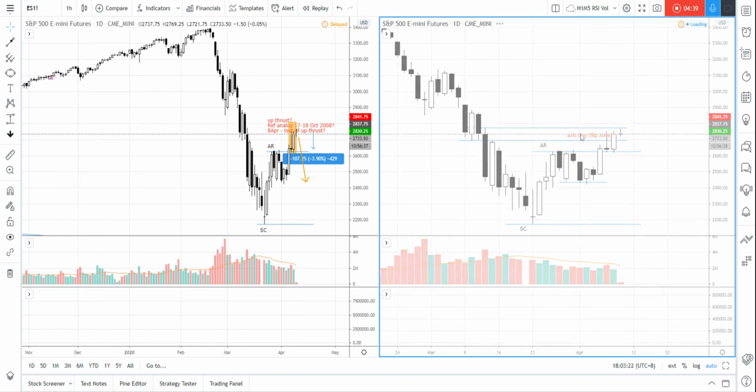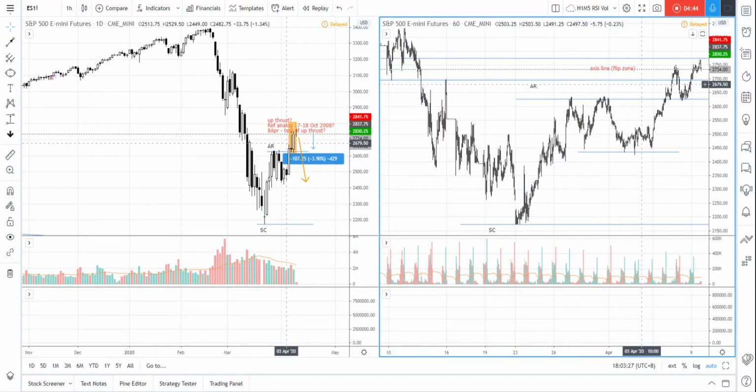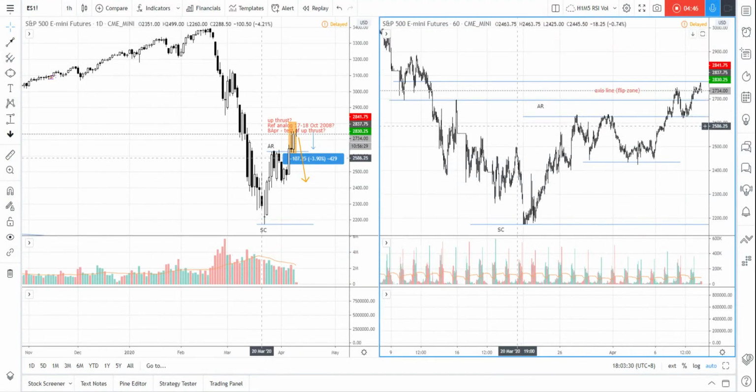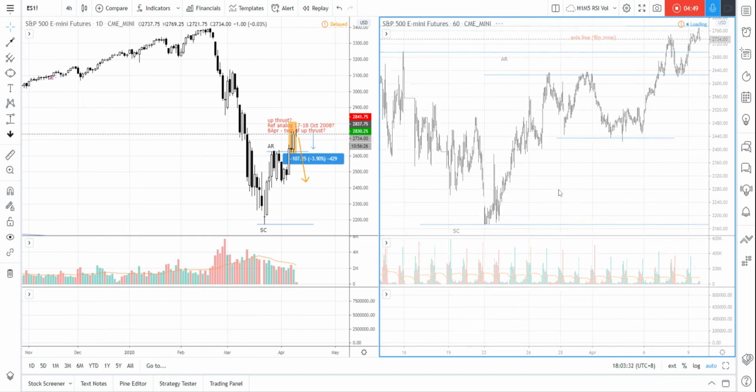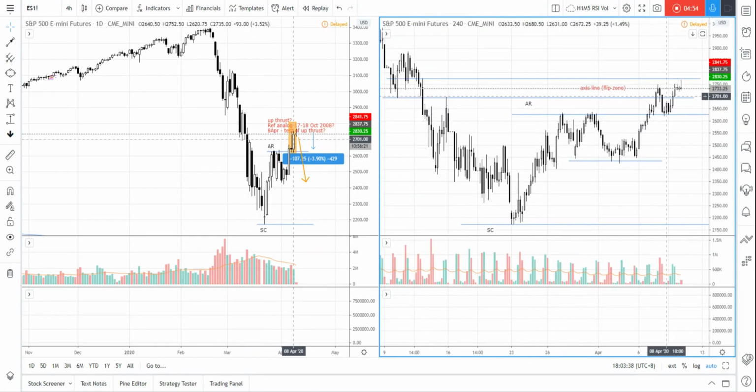Let's look at the 1 hour chart. Okay, maybe 4 hour will be better. So this is a 4 hour chart. We did hit an upthrust for this swing high. I think as long as 2700 holds, it will just keep bouncing up and down.